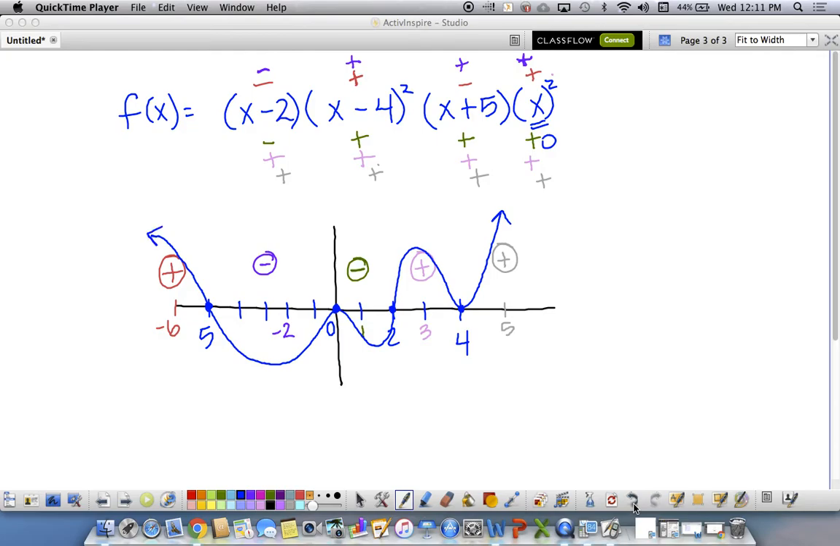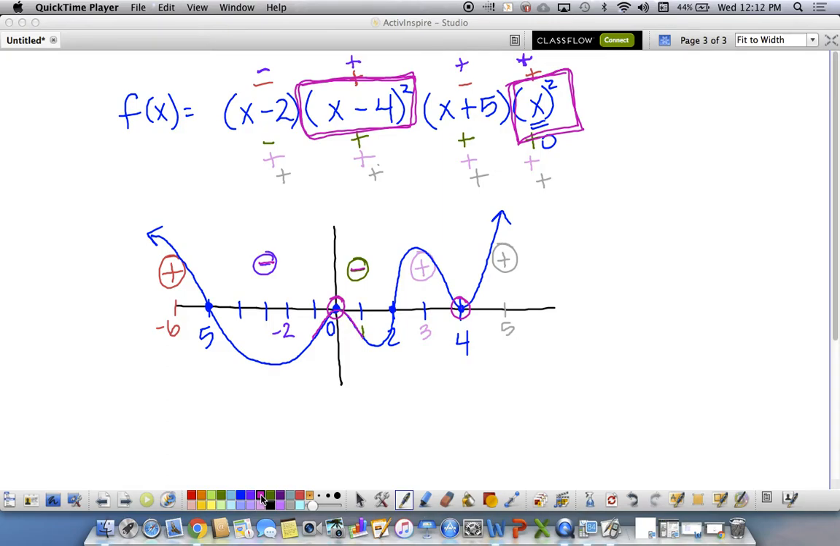Okay? Let's make a connection. Where we had zeros that were squared? At 0 and at positive 4. So at 0 and at positive 4, whatever direction it was coming from, if it was negative on the left of 0, it will be negative on the right. It's going to touch and go back the same direction.